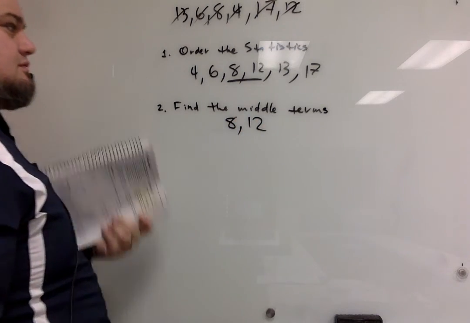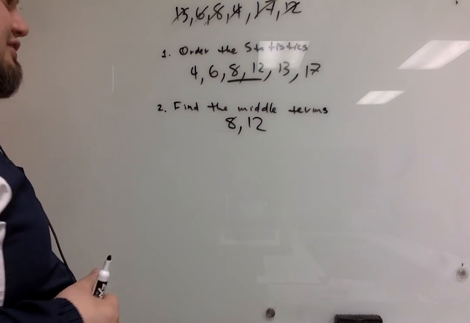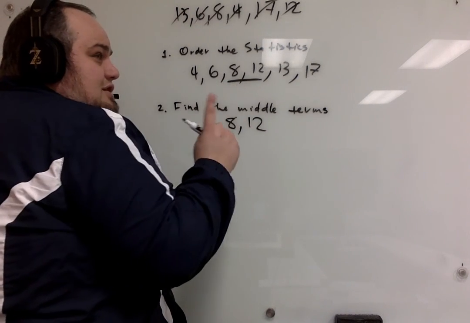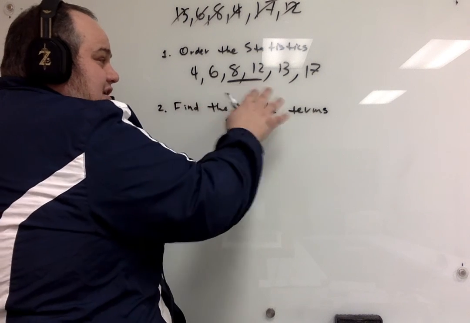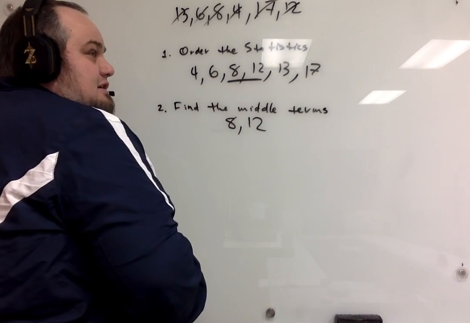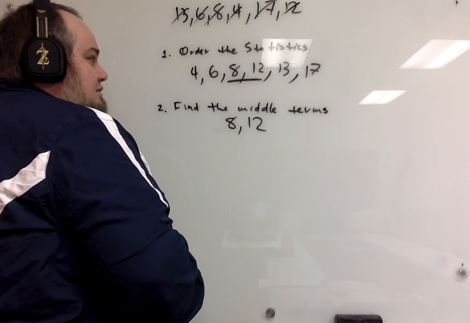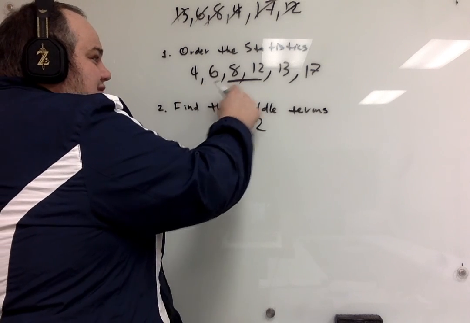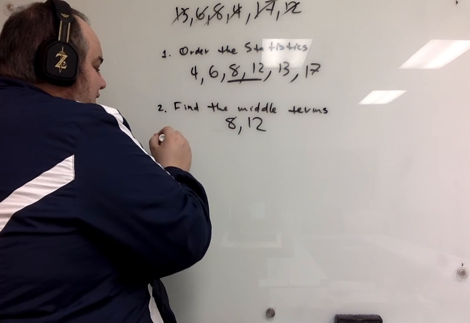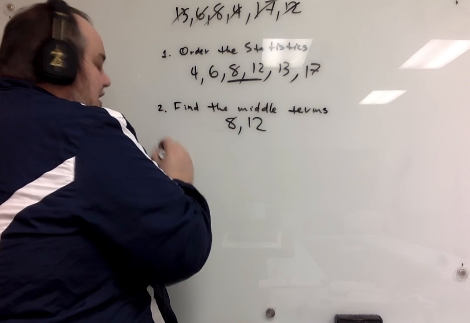And then we have an extra step. So if there's 2 middle terms, meaning that there isn't just one term in the middle, there's an even number of statistics. So here you can see there's 2, 4, 6. So we'll take the two terms from the middle, 3 from this side, 3 from this side. So we get 8 and 12. And now we have to average them.